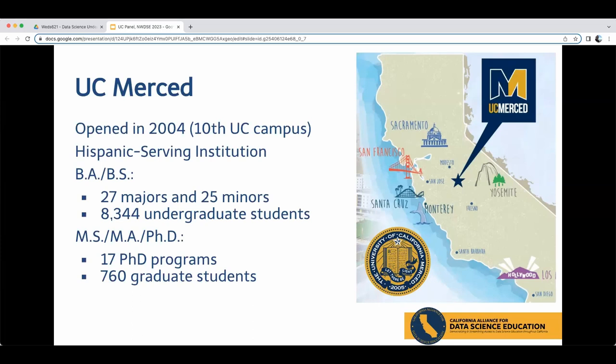One of the interesting things about UC Merced is that we don't have a pure math department. Our math program is completely, I like to say, purely applied. So we don't teach topology, we don't teach algebra, we teach differential equations, we teach optimization, that kind of math. And that's what we do.